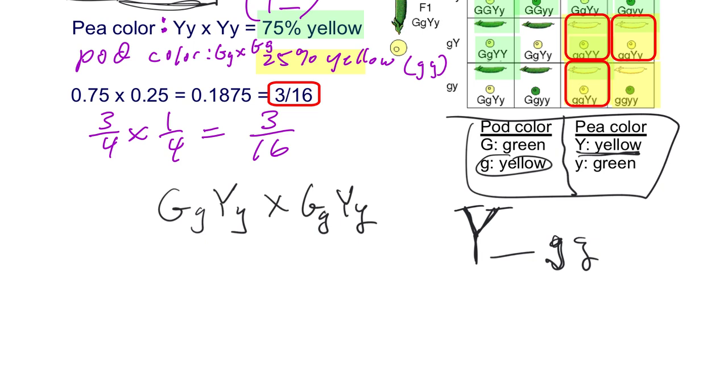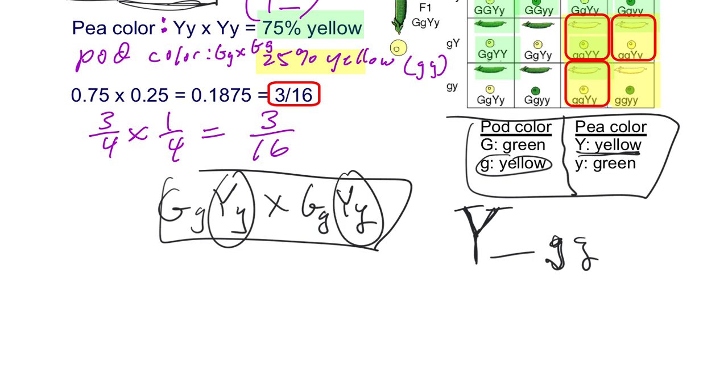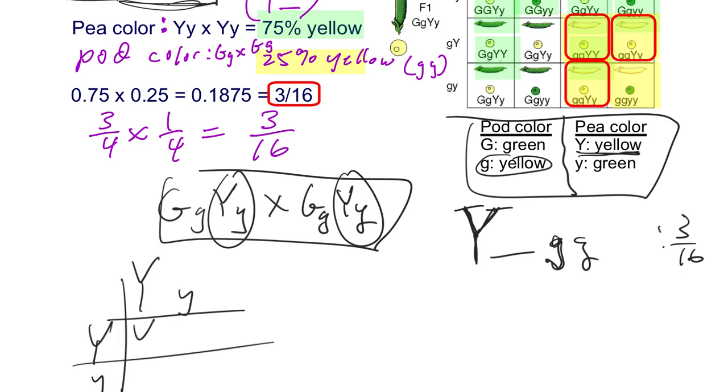So I take my cross and I do the Y's only. Now I know this is 3 out of 16 if you memorized it, and if you started with those 2 parents. But let's just prove it a shortcut way. So I take the y's and I cross them. What I get is big Y, big Y. I'll just be quiet and do it.